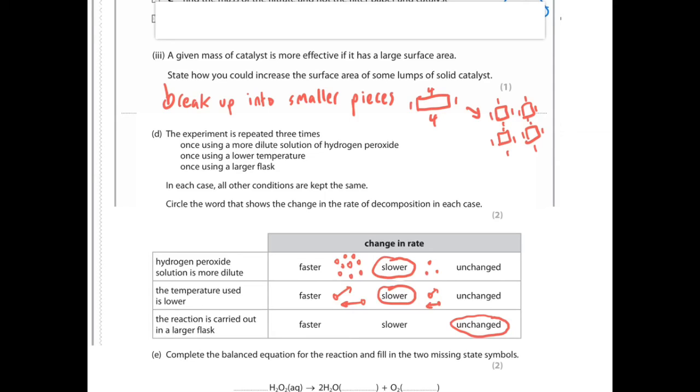The temperature used is lower. Well, if you reduce the energy the particles have, you will slow down the reaction because they'll move slower. So slower. They'll have less kinetic energy. The reaction is carried out in a larger flask. That will not affect it. The only things that affect a rate of reaction that you need to know are temperature, surface area, concentration, and the use of a catalyst, all of which came up in this question.